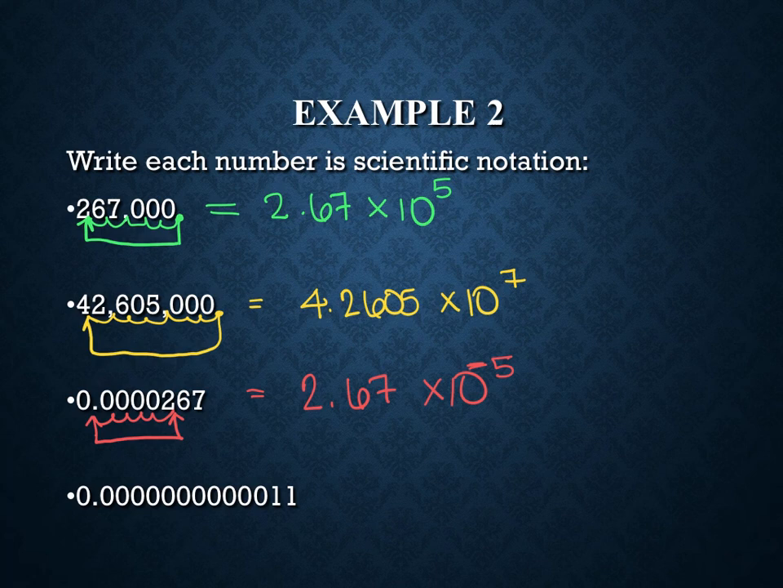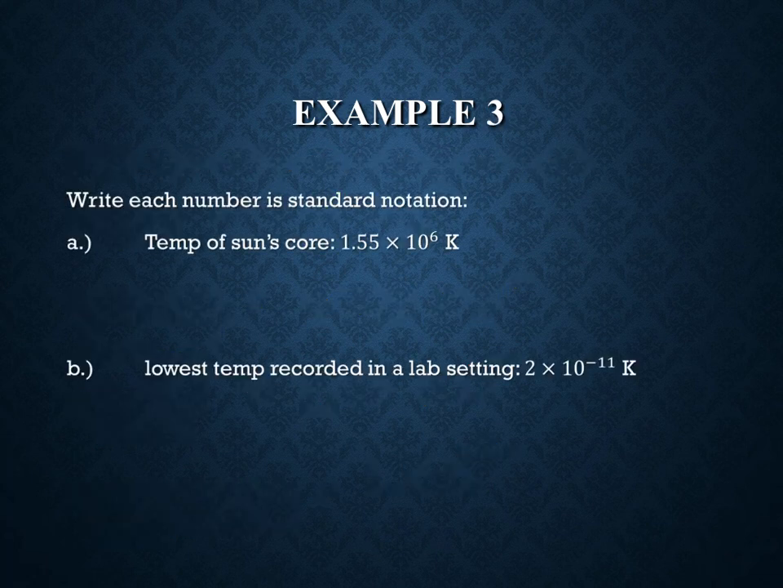And then my last example, my decimal place is here, but I need to move it all the way down here in between that 1 and the 1. So this gives me 1.1 times 10, and I'm going to move it 1, 2, 3, 4, 5, 6, 7, 8, 9, 10, 11, 12 places. Okay, and because my original number here is a number that is in between 0 and 1, my exponent must be negative.